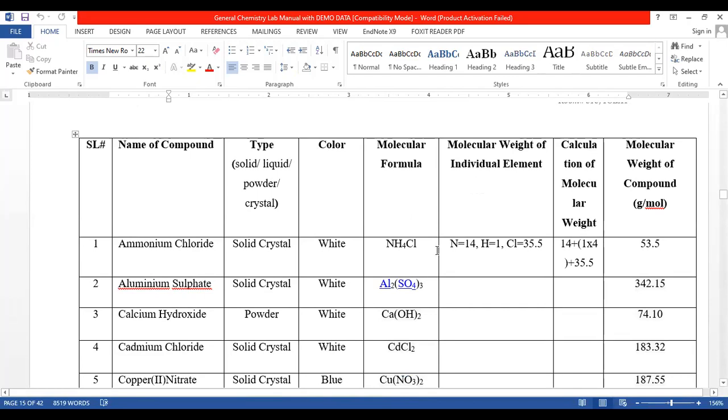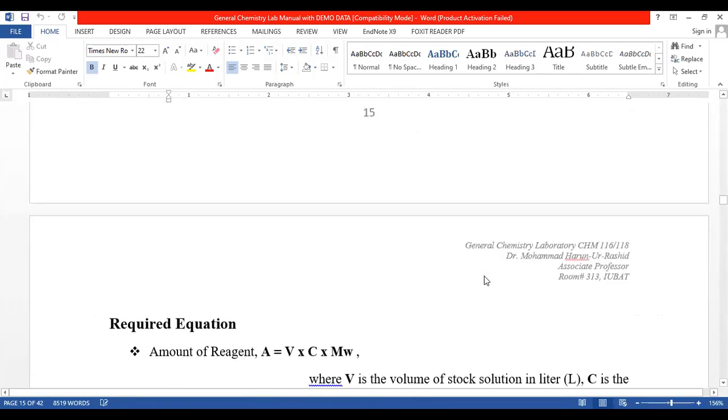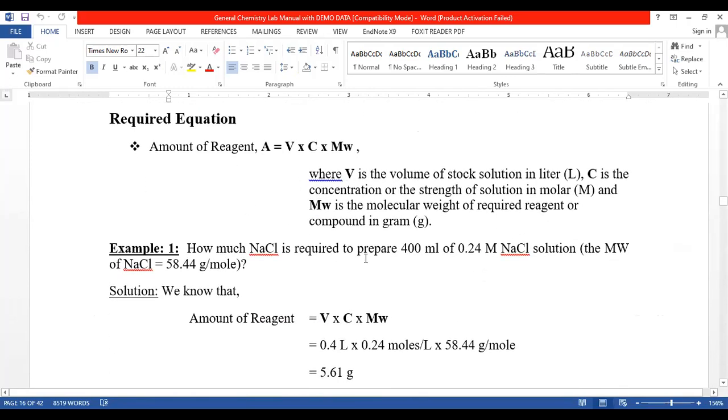And this table you don't need to write, because this table was for your understanding, not for the lab report purpose. And this mathematical equation you don't need to do anything with, because this is for your practice, not for the lab report.